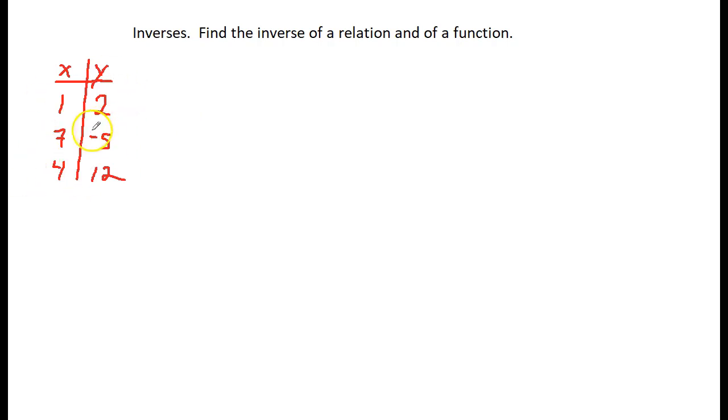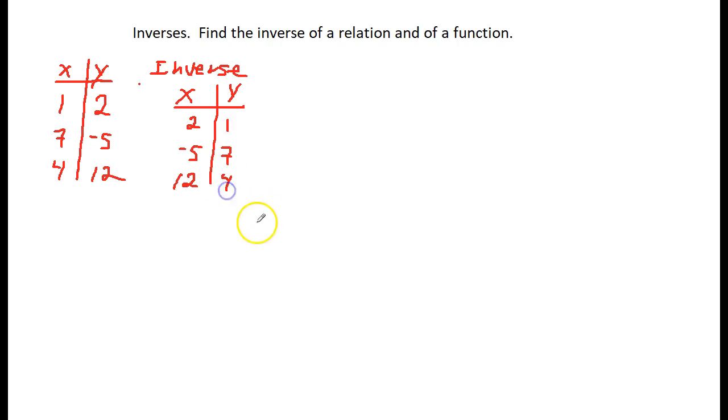Okay, if this is my relation, for its inverse, all we have to do is this. The inverse, we just switch x and y. So the inverse would be this. I switch x and y. So that means I would have 2, 1. Or the second point would be negative 5, 7. Just switch the x and the y. And then the third point, 12 and 4. That's it for inverses of relations.